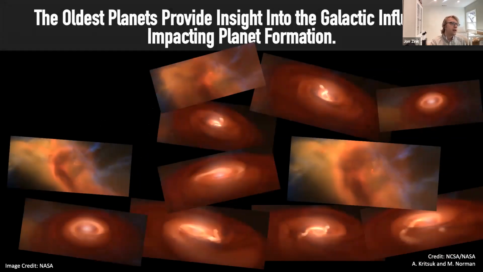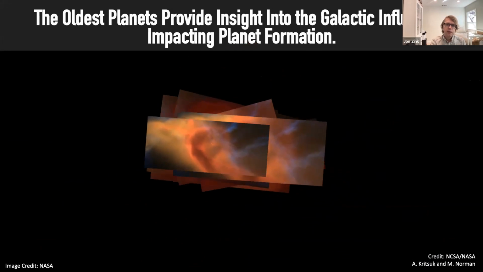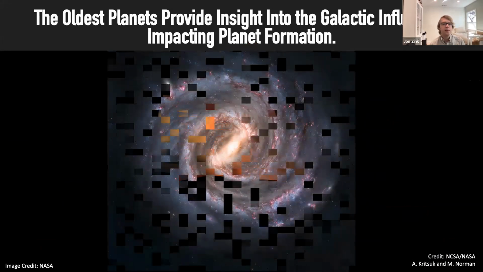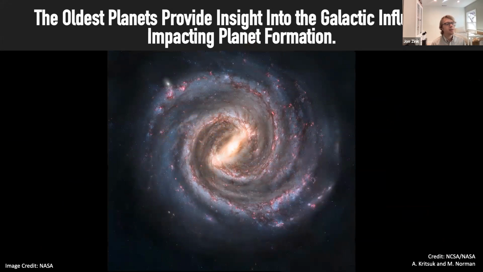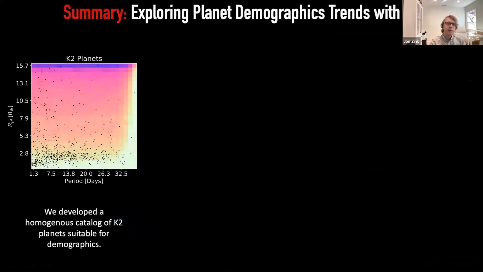So the takeaway is that the oldest planets provide us insight into the impact the galaxy has on planet formation. And hopefully by putting all these pieces together in some demographic way, we can understand the impact of galactic influences on planet formation and get a better understanding of where we come from. So in summary, today we talked about the K2 homogeneous catalog of planets and our ability to now dig into this with our measurements of completeness.